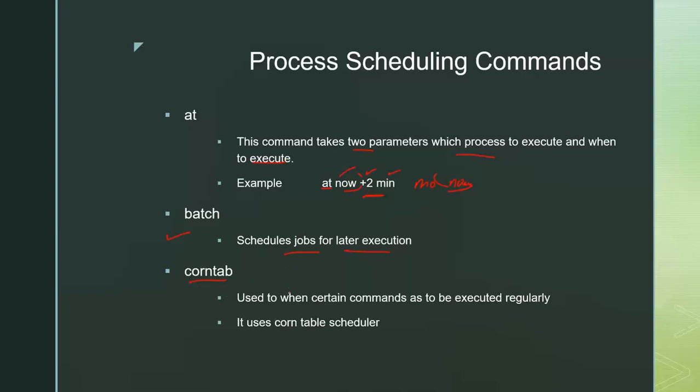Next, coming to crontab. We'll use a scheduler called crontab, by which we can schedule or execute any process. This is a separate scheduler which will be used to schedule a set of processes that are executed regularly. For example, if you want to start one process regularly every day, those types of processes will be set with the help of the command called crontab.